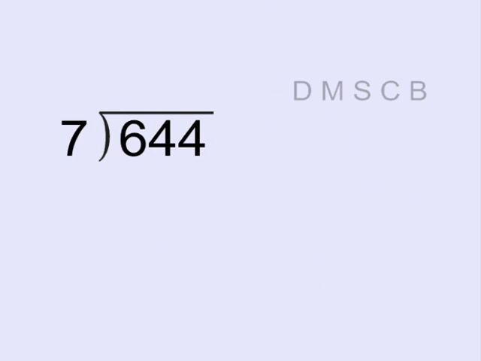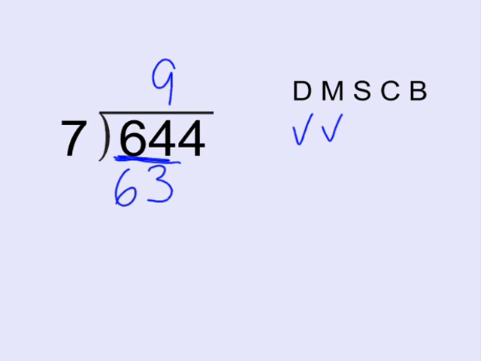644 divided by 7. First thing is our checklist. 7 goes into 6. Well, 7 cannot go into 6. So I have to look at the first 2 numbers, 64. 7 goes into 64 9 times. 9 times 7 is 63. Now I subtract. 64 minus 63 is 1. Now I check. 1 is less than 7.